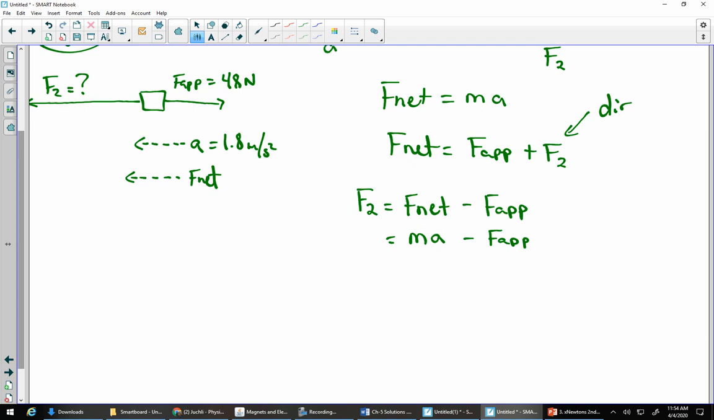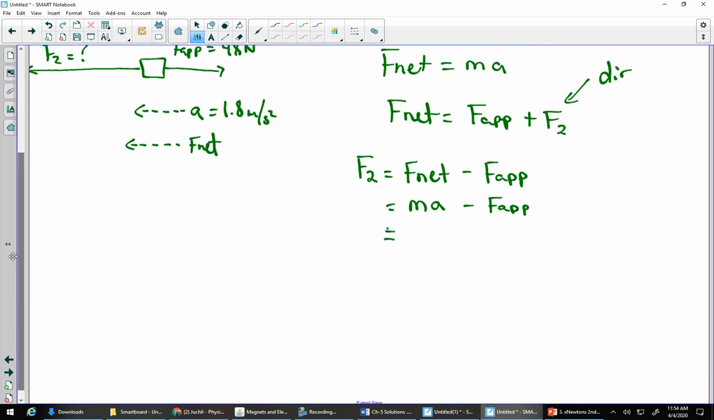So now I think we've got every single little piece that we need to solve for F2. We know the mass, we know the acceleration, we know the applied force. Let's just pay really close attention to directions. So the mass, what was the mass here? A 15 kilogram block times the acceleration. The acceleration was 1.8 meters per second squared, but it's towards the left. So I'm even going to put a little arrow next to it in a different color because it's so important that we're including the directions. Okay, good stuff. And then minus my applied force.